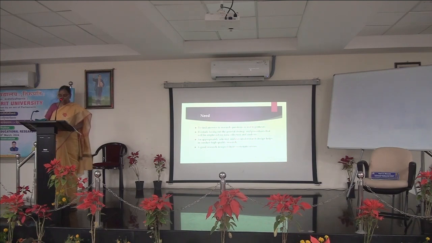A good research design reduces systematic errors. There are two types of errors: errors by chance, and systematic errors. Systematic errors can be corrected only through a research design, whereas chance errors can be corrected by the sample size, how you select the sample, the size of the sample, all those things.